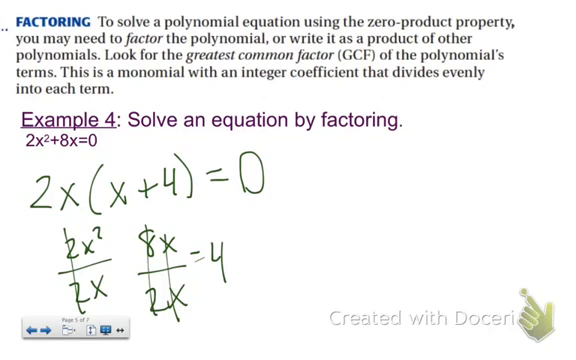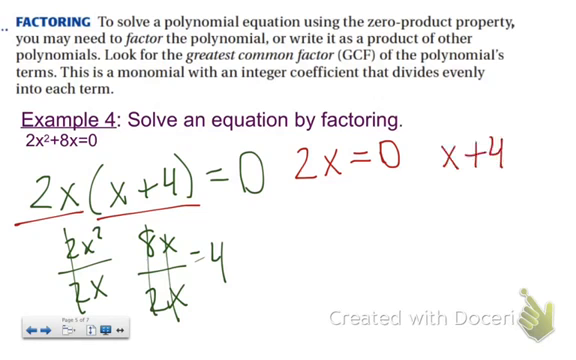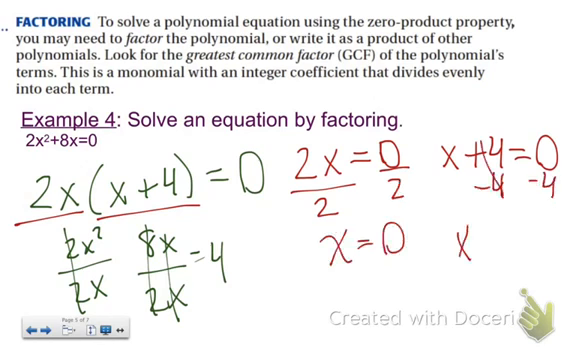And again, if I distributed, I would get 2x times x is 2x squared, 2x times 4 is 8x. So you can always multiply it back to make sure that you factored correctly. But if I want to solve, I'm going to set each part of this product equal to 0. So 2x is equal to 0, and x plus 4 is equal to 0. Now, to solve for x, just divide by 2. 0 divided by anything is 0. Subtract 4, and x equals negative 4. So x is equal to 0 and negative 4.